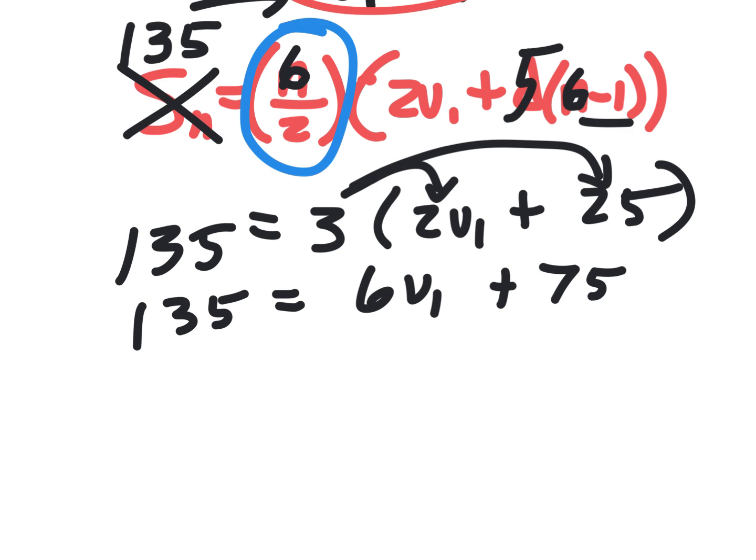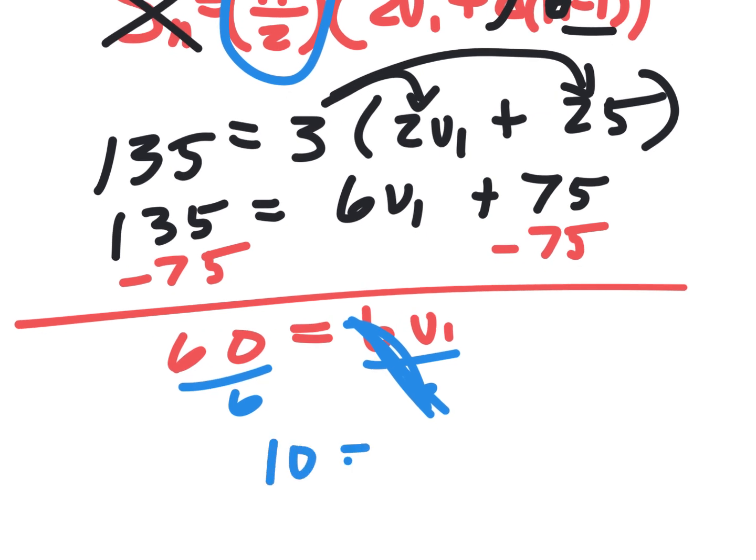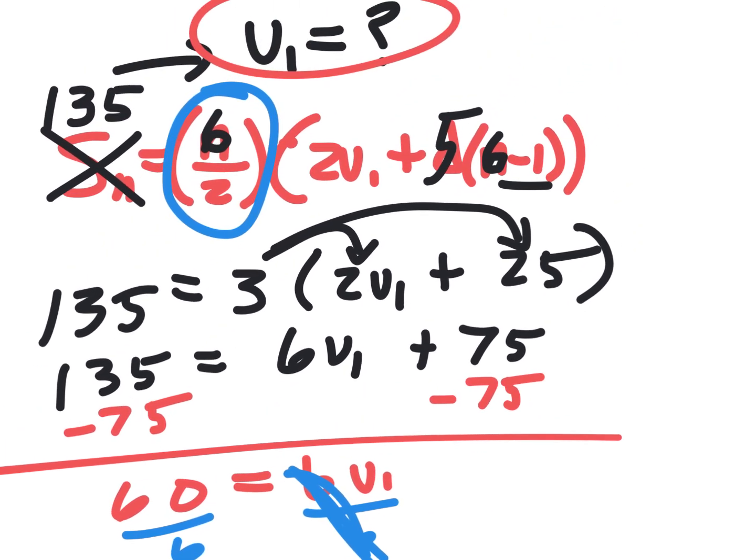60 equals 6u1. You divide by 6, divide by 6. And 60 divided by 6 is 10. 10 was our first term. Raise your hand if you've got 10. Sweet. What was the key to that problem? Figuring out what formula to use and then sticking everything in the formula in the right spots.